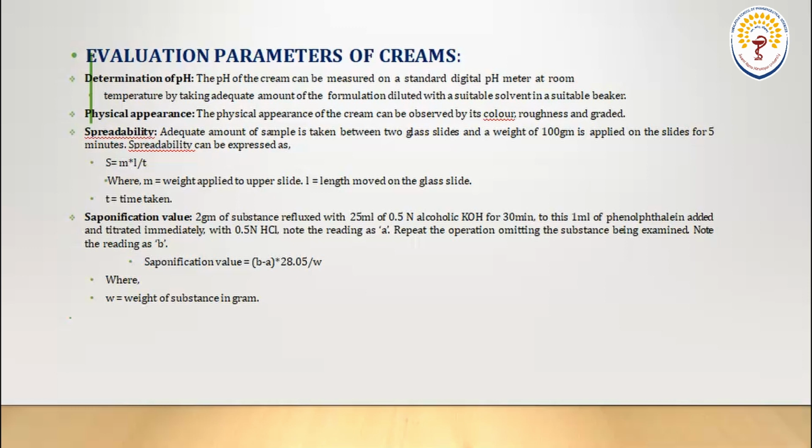Saponification value. 2 gram of substance is refluxed with 25 ml of 0.5 N alcoholic KOH for 30 minutes. To this 1 ml of phenolphthalein is added and titrated immediately with 0.5 N HCl. Note the reading and repeat the operation 3 times. The formula for saponification value calculation is (B minus A) into 28.05 upon W, where W is the weight of substance in gram.